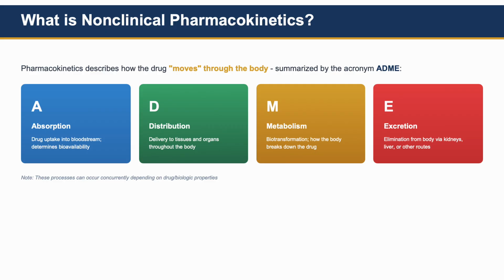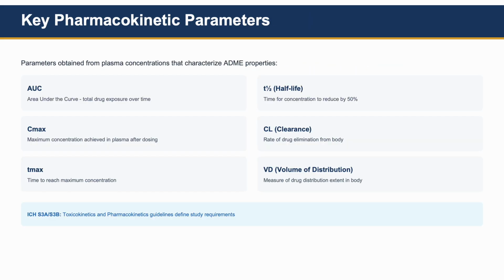Excretion is the process by which the drug and its metabolites are eliminated from the body, typically through renal or biliary routes. These processes often occur concurrently depending on the drug's properties. Several key pharmacokinetic parameters are derived from plasma concentration time data.